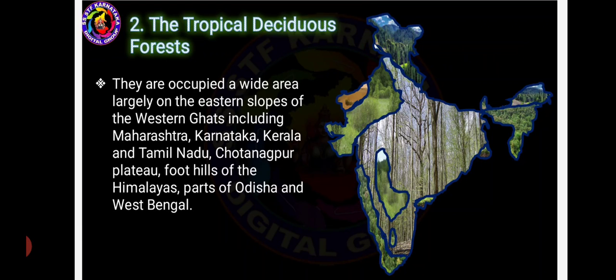Deciduous forests are largely found on the eastern slopes of the Western Ghats and in Maharashtra, Karnataka, Kerala, Tamil Nadu, Chota Nagpur Plateau, and foothills of the Himalayas, and also parts of Orissa and West Bengal. They are also called monsoon forests because they shed their leaves during spring and early summer.